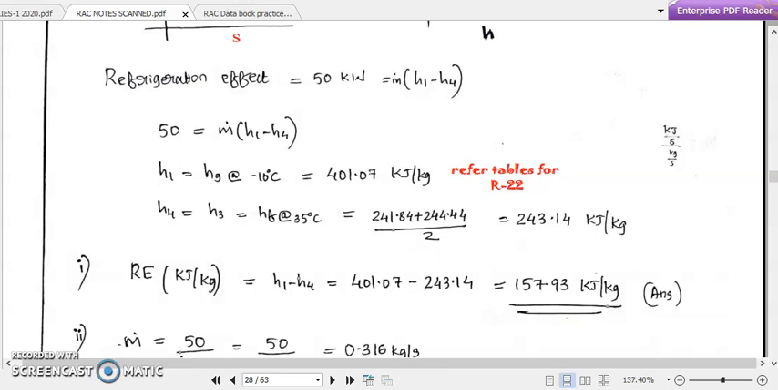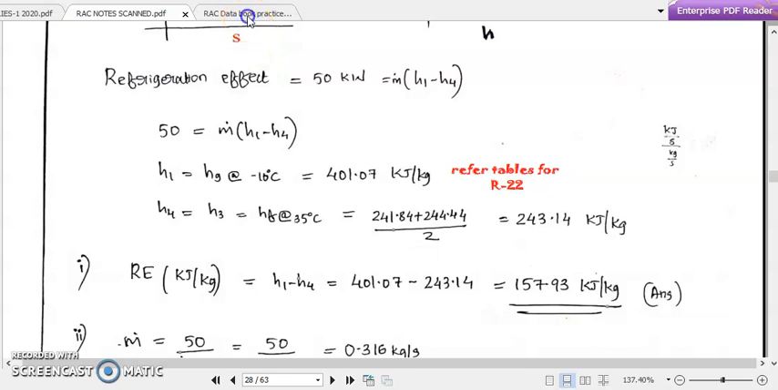Okay, dear students, let us continue with our problem. In the last session, we stopped with finding out the value of H1. We found it as 401.07 kilojoules per kilogram. Now we need to find out the value of H4, which is nothing but H3, which is nothing but the HF value at 35 degrees Celsius.